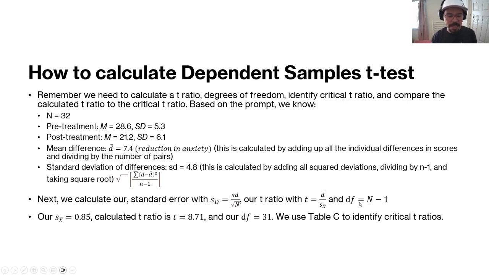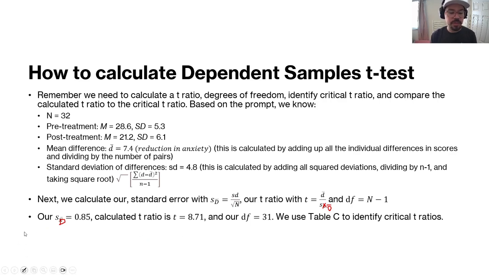If we were to do all the math on this, we would calculate a standard error. That's a mistake on my part. This should not be s over x. Can't believe I just wrote another x on top of that. This should be s over mean differences, which means this should also be s over mean differences, is equal to 0.85. There's a calculated t-ratio of 8.71, degrees of freedom of 31.